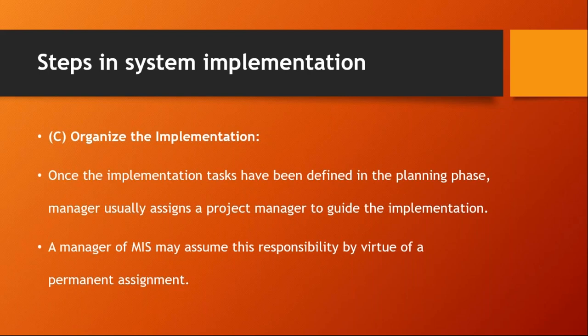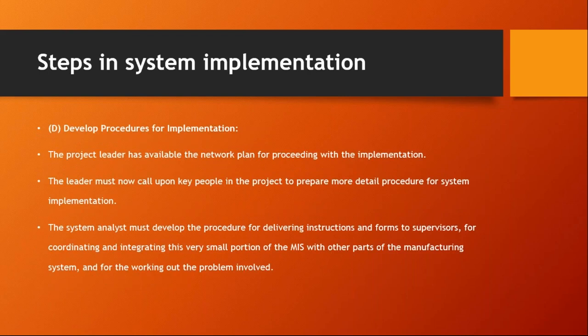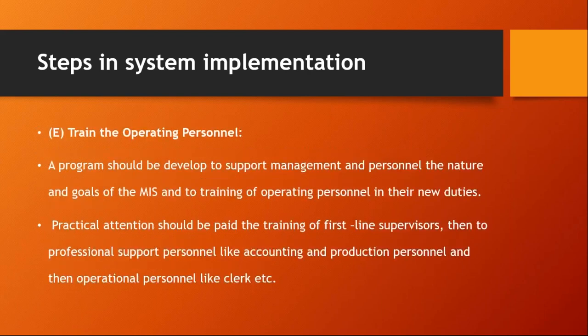Then the next one is to develop procedures for implementation. And the last one, item E, is to train the operating personnel. You train them on how to use it, and this is practical. It may mean bringing somebody in or actually training them on how to use the program or the software to achieve the goals of the MIS. You have to do that.